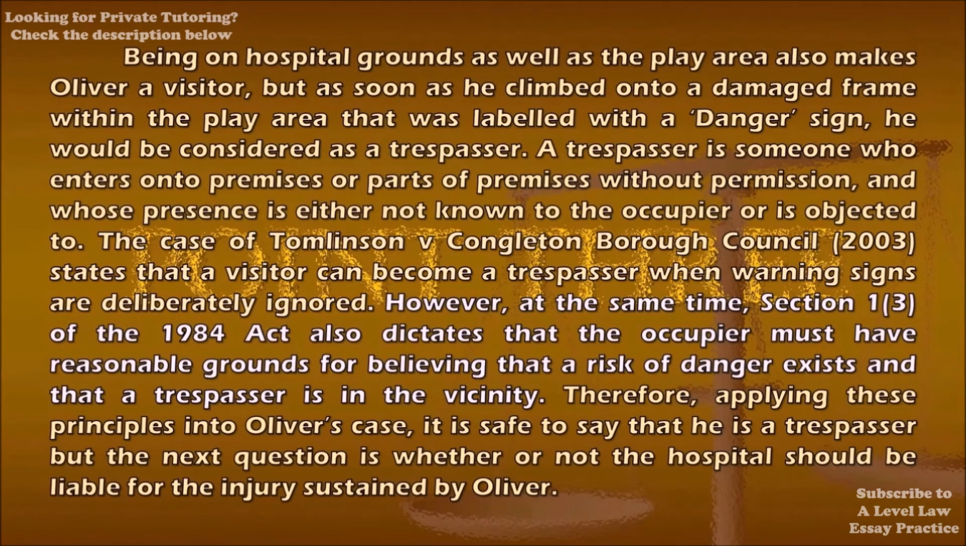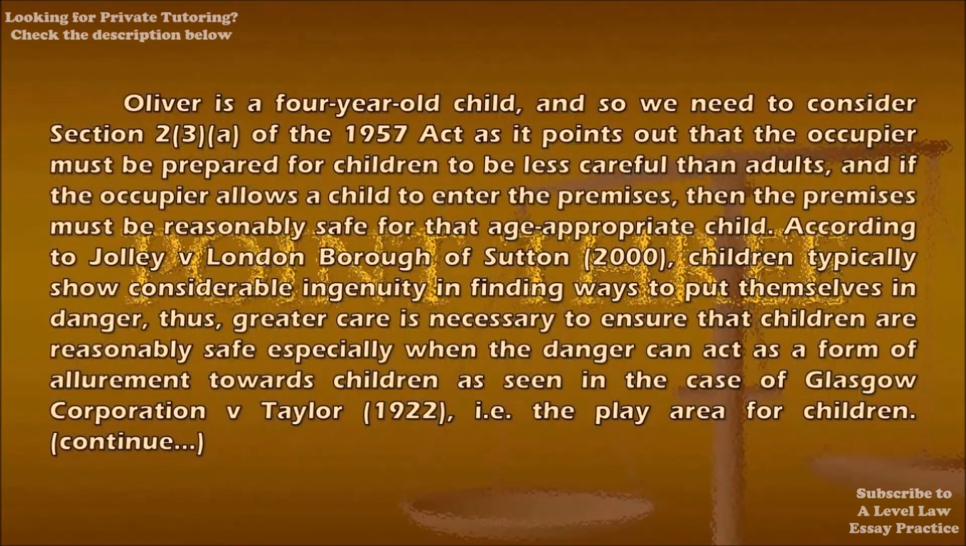However, at the same time, Section 1 Sub 3 of the 1984 Act also dictates that the occupier must have reasonable grounds for believing that a risk of danger exists and that a trespasser is in the vicinity. Therefore, applying these principles to Oliver's case, it is safe to say that he is a trespasser. But the next question is whether or not the hospital should be liable for the injury sustained by Oliver. Point 3, body paragraph 5.